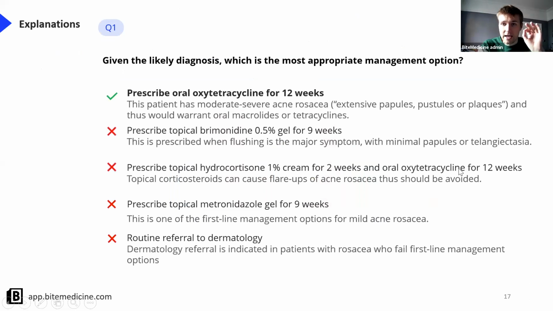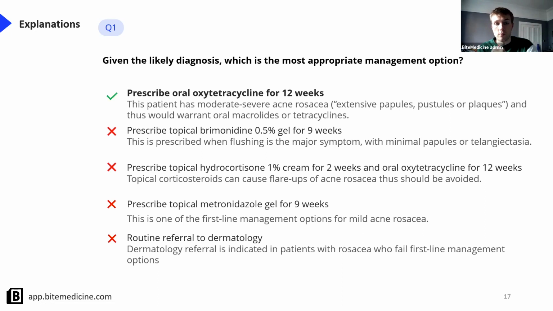It's important to note here that you need to know how to recognize a severe versus a mild acne rosacea. If there are papules, pustules, or plaques present, it falls under the moderate to severe category. And therefore, it would warrant treatment with oral antibiotics, particularly either a macrolide or a tetracycline. Now, I have to hand it to you. The majority of you there went for option D, prescribing topical metronidazole gel. I'm still going to say well done, because that is the correct first-line management option for mild acne rosacea. So it's important to know the difference.